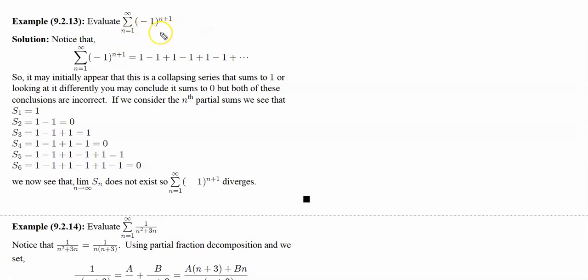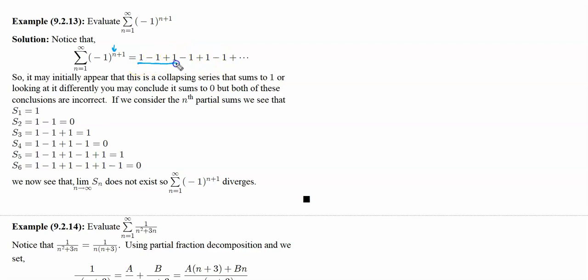Now in this example, we want to evaluate the summation from 1 to infinity of negative 1 to the n plus 1 power. Well, if we write out a few terms of this series, so when n is 1, if we put 1 in here for that n, we get negative 1 squared, so that's 1. Then if we put 2 in for the n right here, we get negative 1 cubed, so that's minus 1. Then if we put 3 in here for n, we get positive 1 again. So you see we get this alternating summation, 1 minus 1 plus 1 minus 1 plus 1 minus 1, and so on.